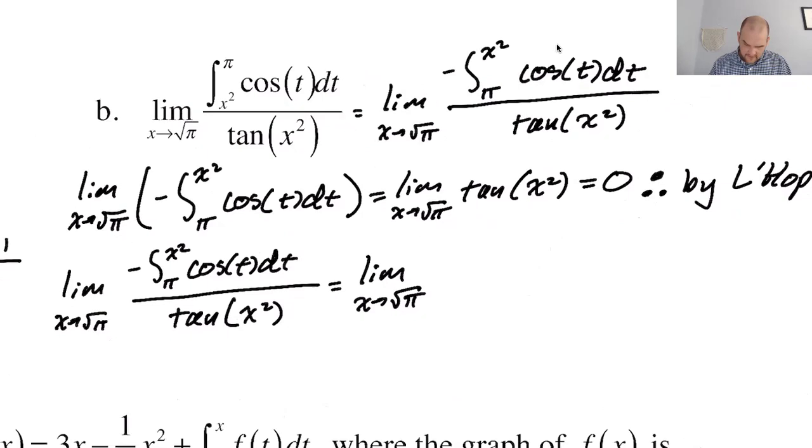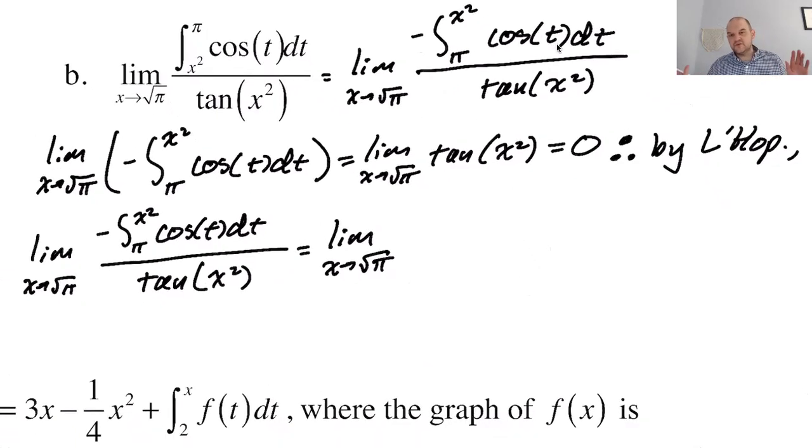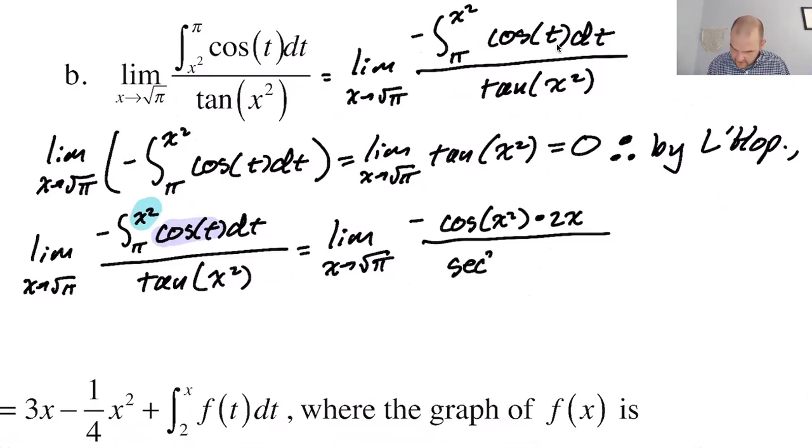All right, so here, derivative of the top. It's an accumulation function, so the negative is just going to be there. It's going to be the integrand, which is cosine of t, with the upper bound subbed in. So that's going to become cosine of x squared times the derivative of the upper bound, which is 2x in this case, over, all right, the derivative of tangent of something is secant squared of that thing. So secant squared of x squared times the derivative of that thing, so times 2x.